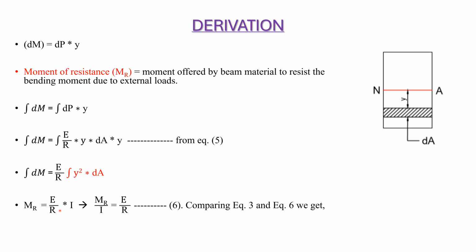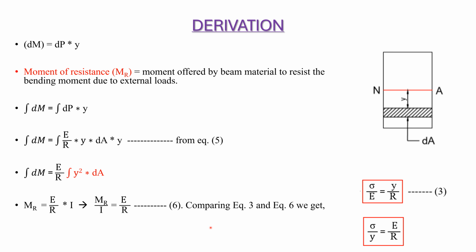Now I'll rearrange this equation as MR upon I is equal to E upon R, and I'll call this equation number 6. Now I want to compare equation number 6 with equation number 3. Our equation number 3 was sigma upon E is equal to y upon R. I will rewrite this equation 3 by bringing y down and sending this E up here. Therefore it will look something like this: sigma upon y is equal to E upon R.